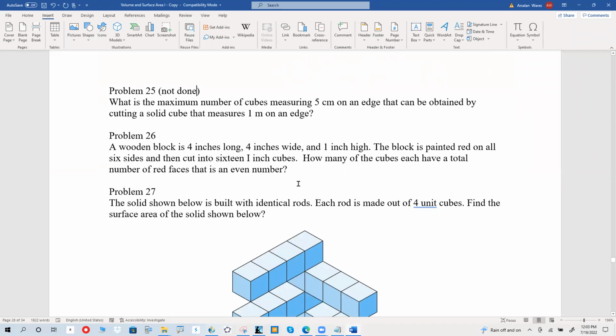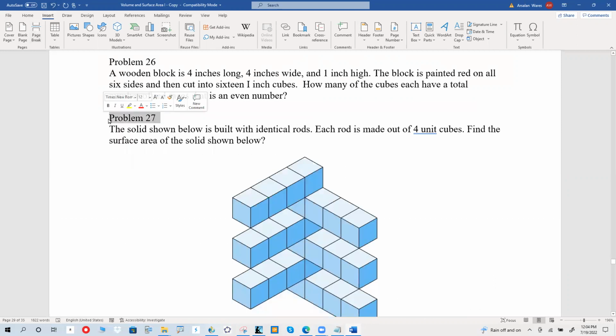A wooden block 4 inches long, 4 inches wide, and 1 inch high. We're going to work on this. I think you'll be able to handle it. It's a 4 by 4. I'm going to draw it. Okay, guys? And my drawing won't be perfect, but I'll still try.